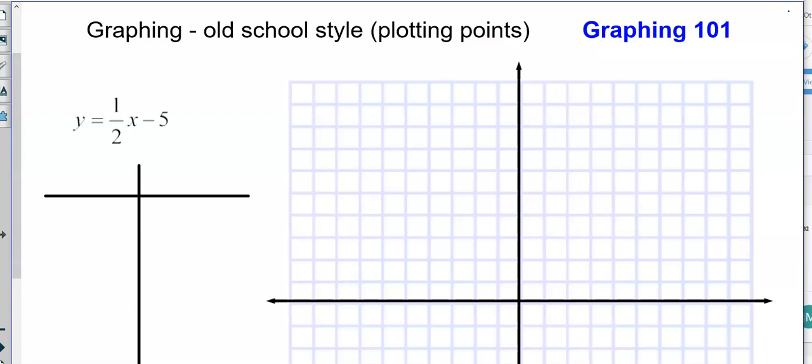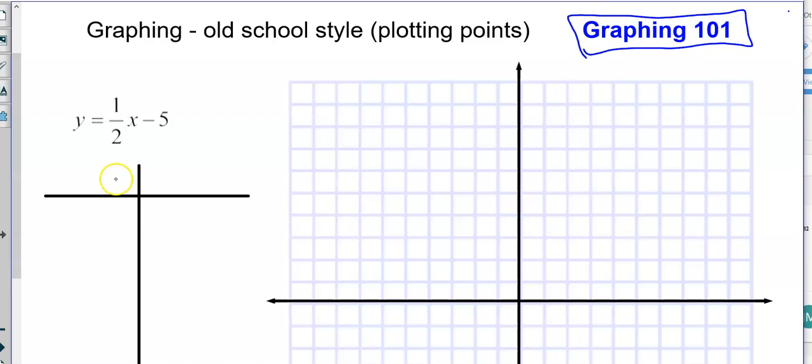Okay, so today you probably need graph paper even to take notes on. You definitely need graph paper to do your homework on. So this is Graphing 101. We're doing some problems in the book, but we're just focusing on graphing today. So first we're going to graph old school.